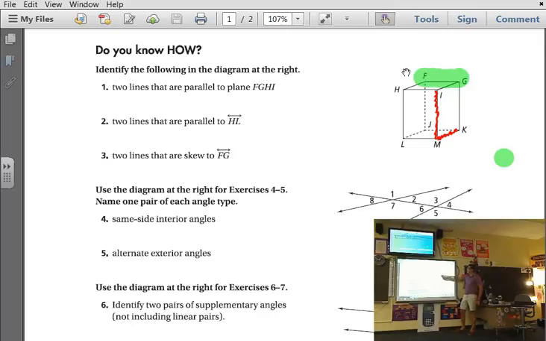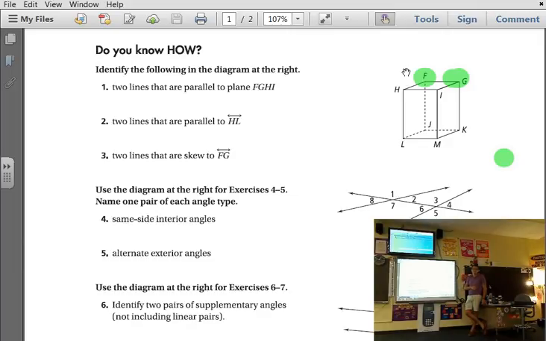Now LM would be dangerous if you chose LM, because what relationship could LM have to FG? What relationship should it have? They're parallel. So you can't really choose any of these lines. None of those would work because they're all parallel to FG. Does that make more sense, Ethan?